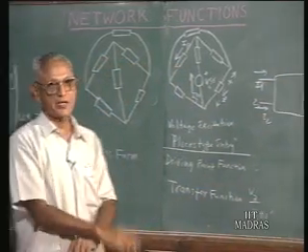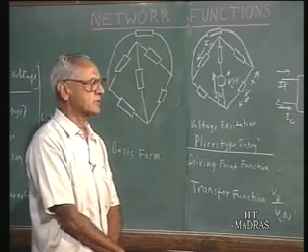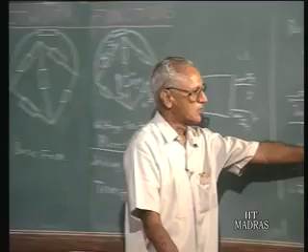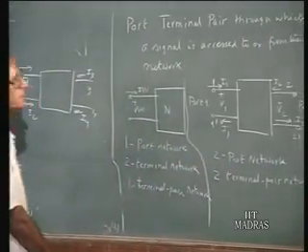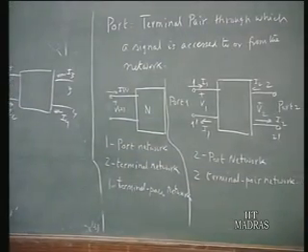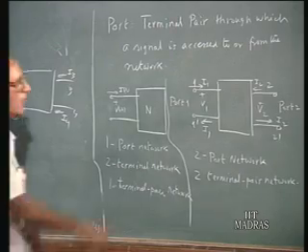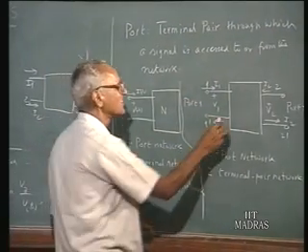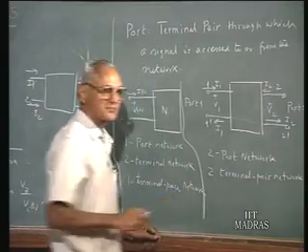So a 4-terminal network is different from a 2-terminal pair network or a 2-port network. We are interested for the most part in this 2-port network in our discussion. Now it also turns out that it is not necessary that all the 4 terminals are distinct. It is possible in special cases that these 2 are the same.